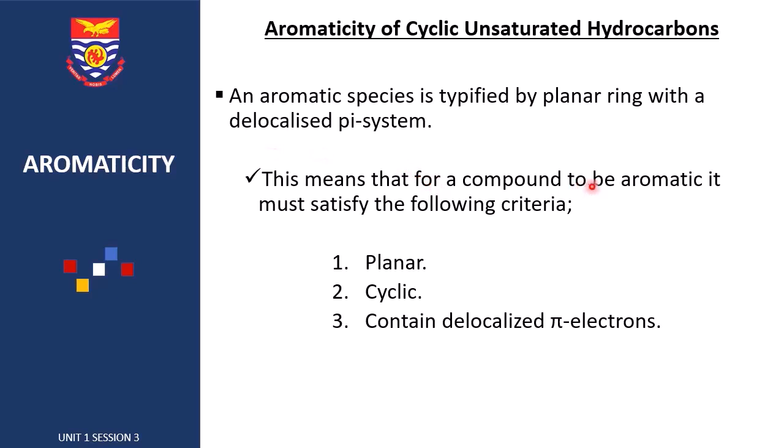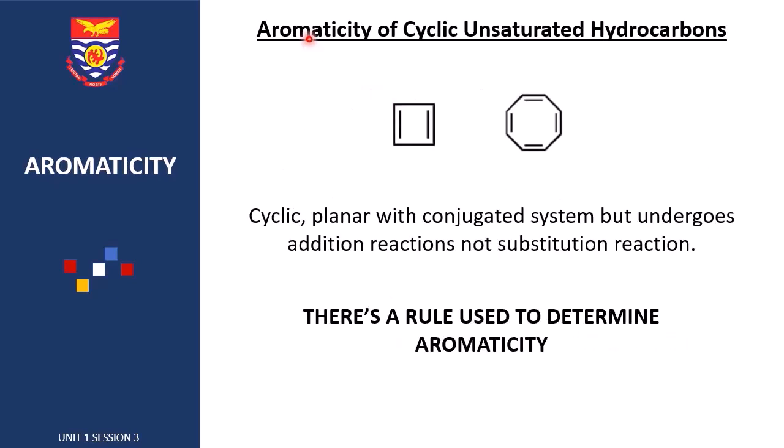So basically, for a compound to be referred to as an aromatic compound, it has to meet the following criteria. It has to be planar, it has to be cyclic, of course, a cyclic ring, and it has to contain delocalized pi electrons, which lead to conjugation and resonance. These criteria are what we use to identify a compound as aromatic or not.